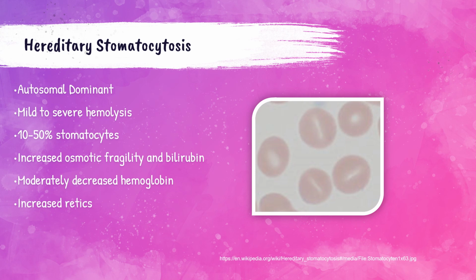The red cells in patients with hereditary stomatocytosis will have an increased osmotic fragility test, which we have already discussed. And they will also have an increase of both bilirubin and reticulocytes because of the increased lysis of red blood cells and the increased production of red blood cells in the bone marrow.